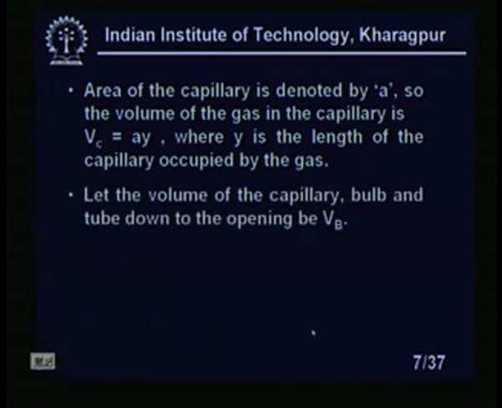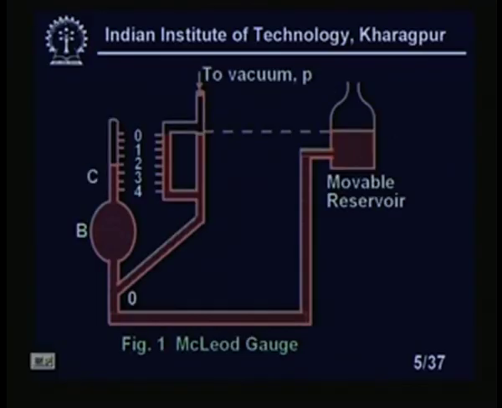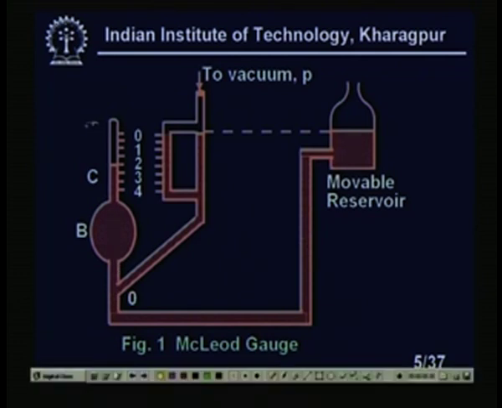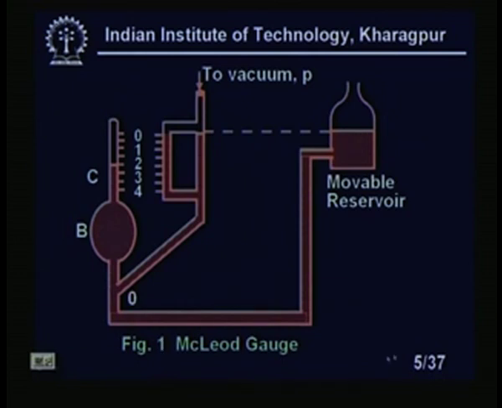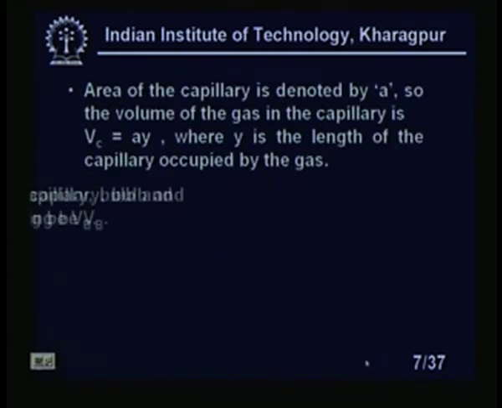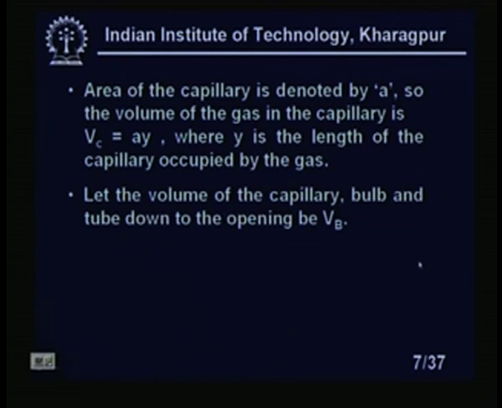Let the volume of the capillary, bulb and the tube down to the opening be Vb. So, you see that Vb is not only the volume of the capillary, it is the volume of the capillary and bulb up to the point O. I should refer back again. You see, the volume of the capillary, I mean up to this level, this total volume I am calling Vb, clear.